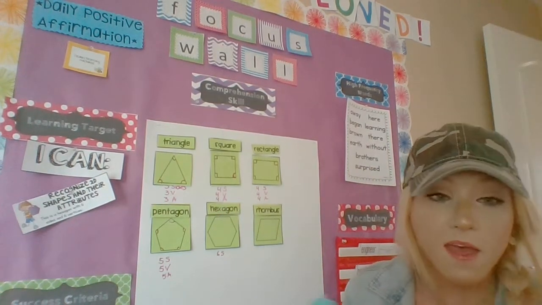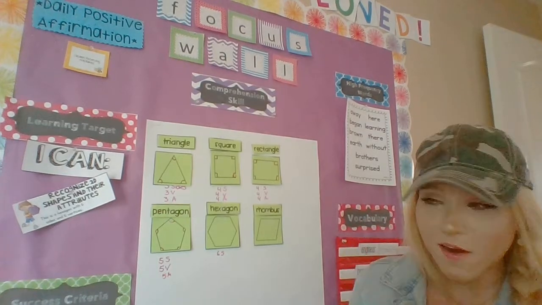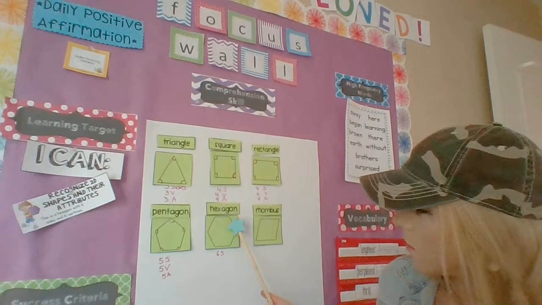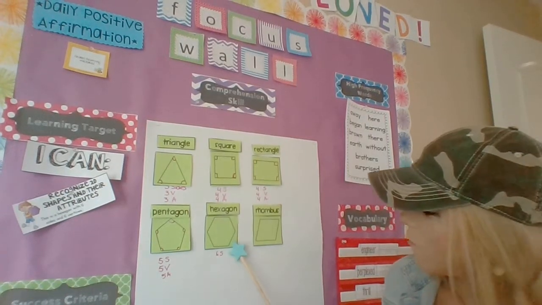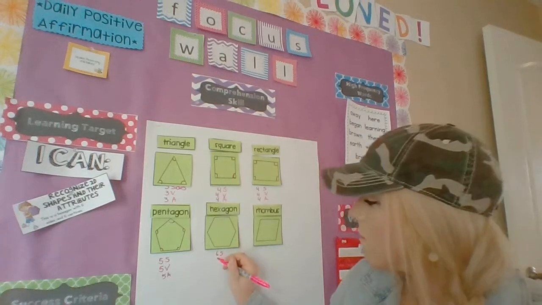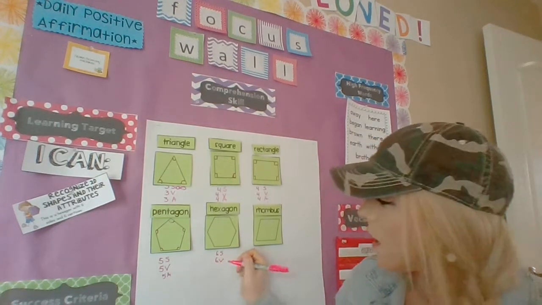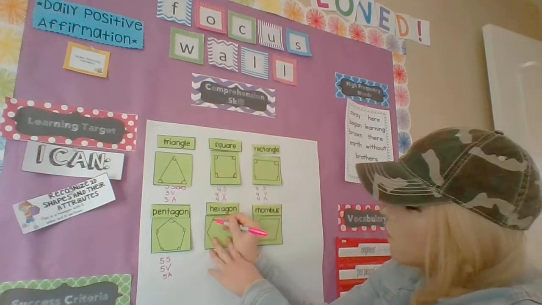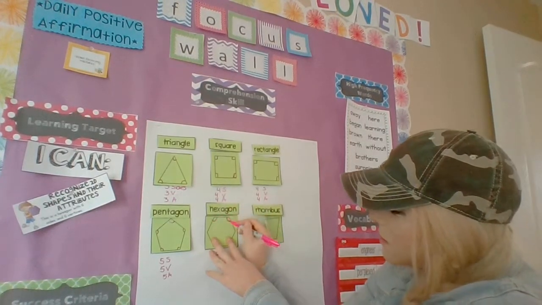Okay, now let's count the vertices together. You guys are doing awesome. Ready? Begin. 1, 2, 3, 4, 5, and 6. So 6 V. And last but not least, let's count the angles where the two sides meet.